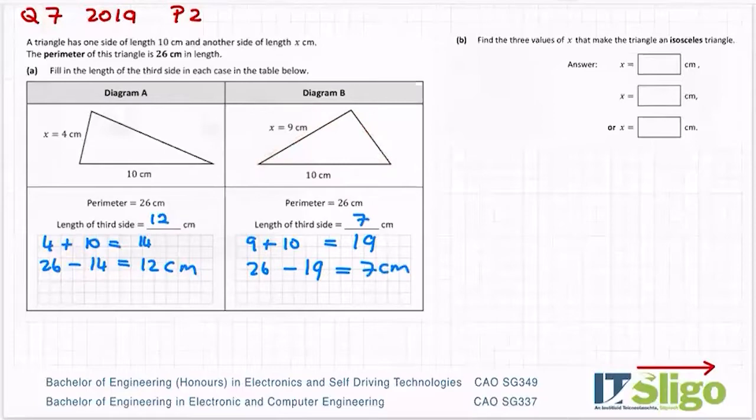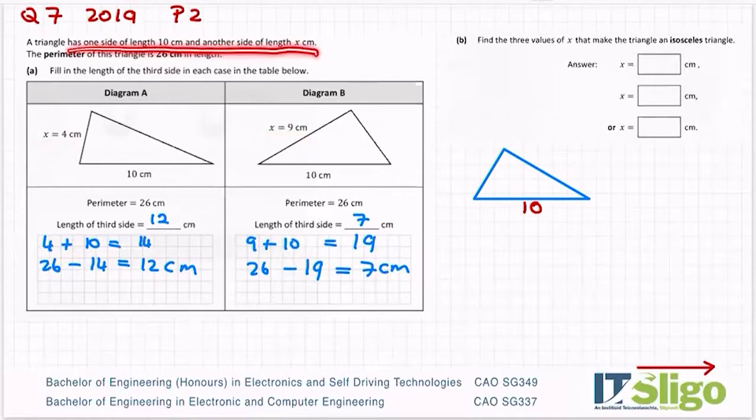Okay, so part A was okay. Part B, find the three values of x that make the triangle an isosceles triangle. Okay, so I'm a bit confused by the three values of x, because I just see two values. But anyway, not to worry. I'm going to draw out two triangles. I'm going to draw out that first one there, okay? So what it's telling me is that this side is 10, okay? So when I read up here, a triangle has one side of length 10 and another side of length x.